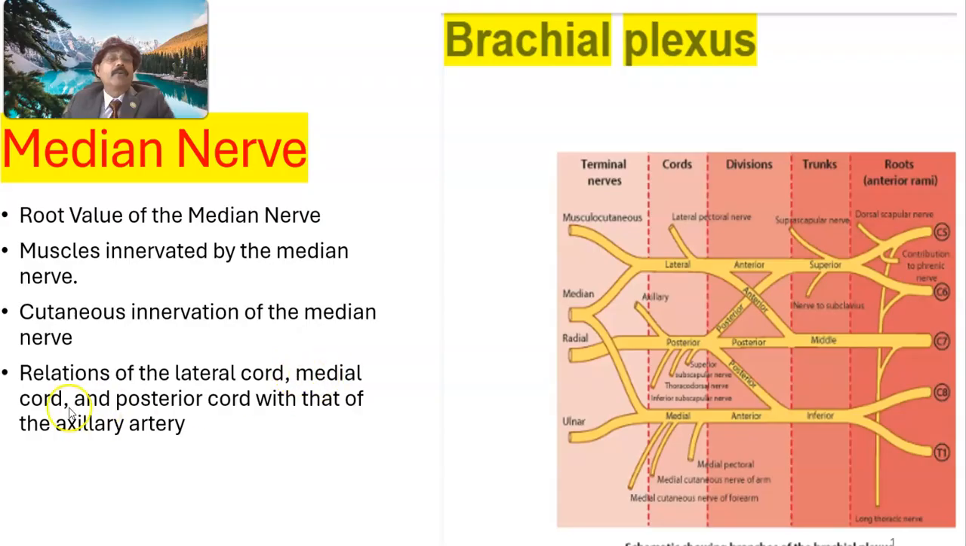Relations of the lateral cord, medial cord, and posterior cord with that of the axillary artery. We are talking about the relationship of the cords of the brachial plexus to the second part of the axillary artery. The second part of the axillary artery is an important landmark that is under cover of the pectoralis minor. The lateral cord lies lateral to the second part of the axillary artery, the medial cord lies medial to the axillary artery, and the posterior cord lies posterior to the axillary artery, second part.